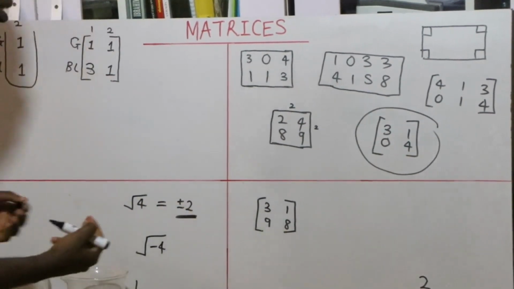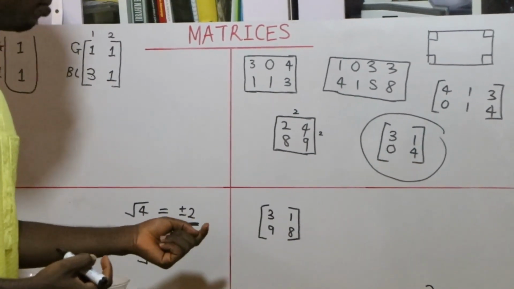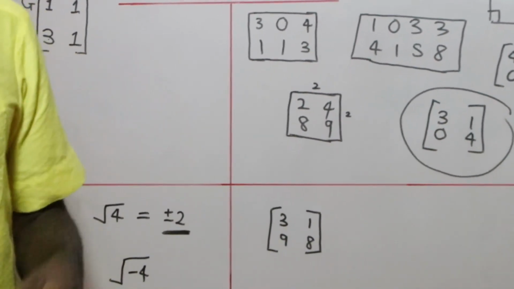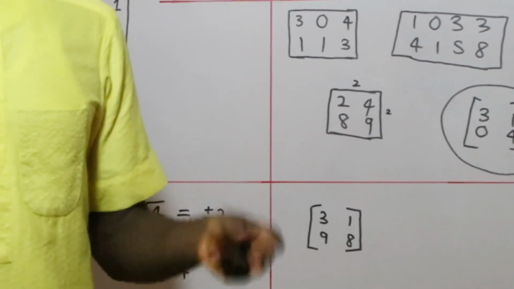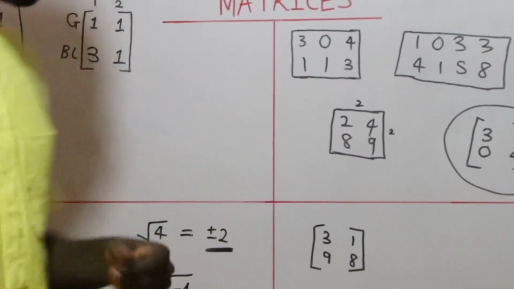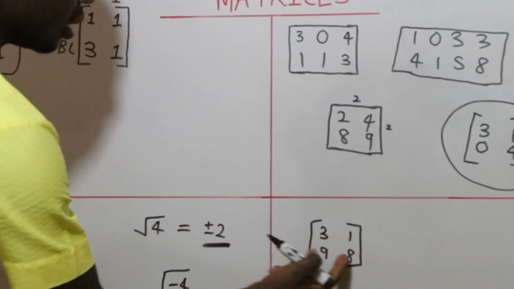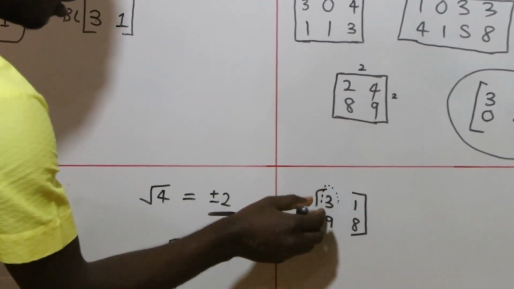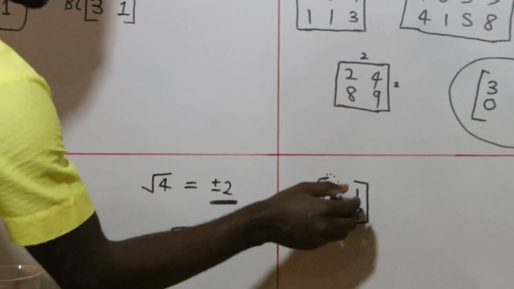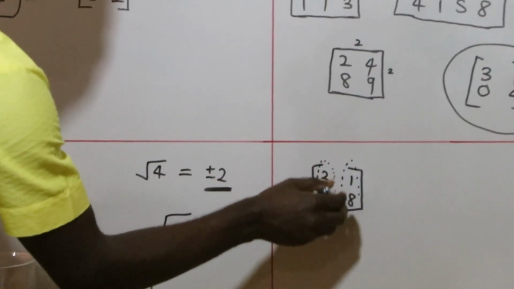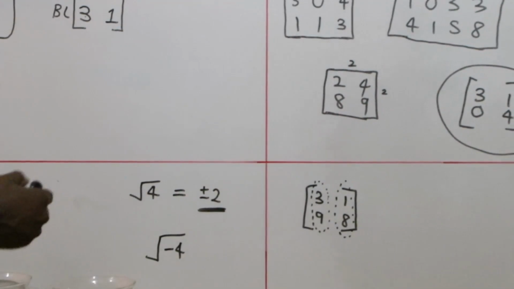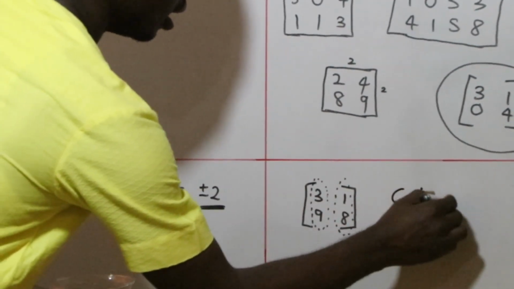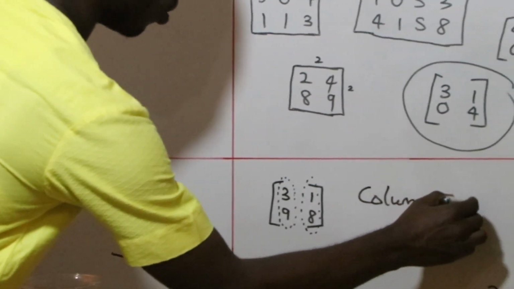Now, all matrices have rows and columns. Yes, all matrices have rows and columns. So if you look at this matrix closely, you will see that you have column 1 and you have column 2. So the number of columns in this matrix is equal to 2.